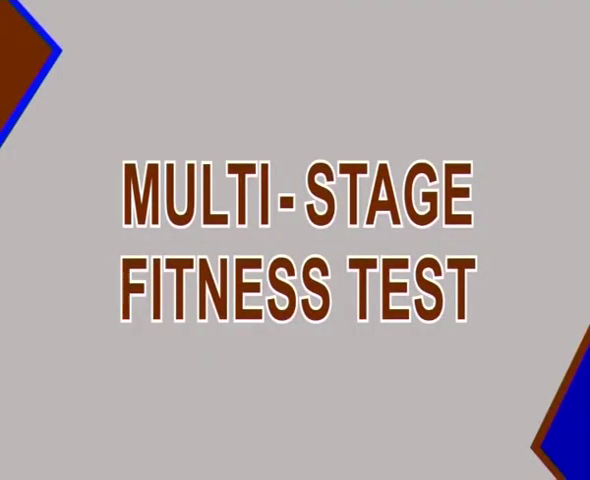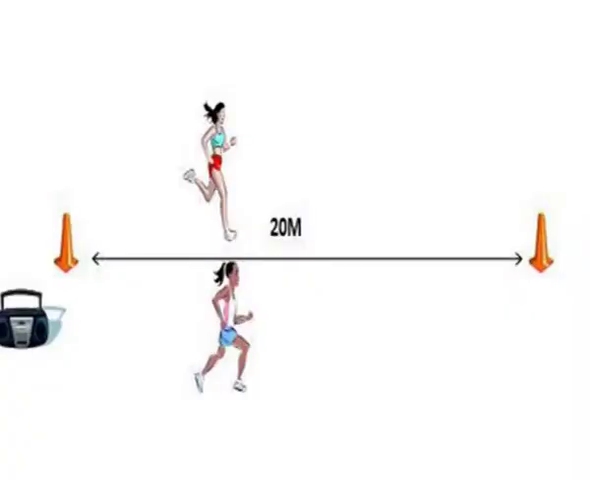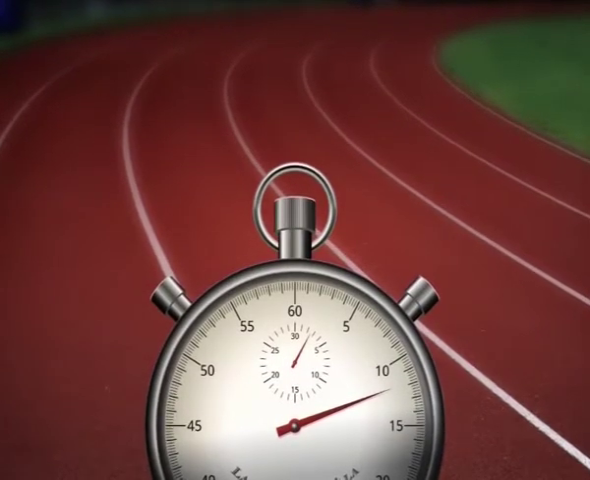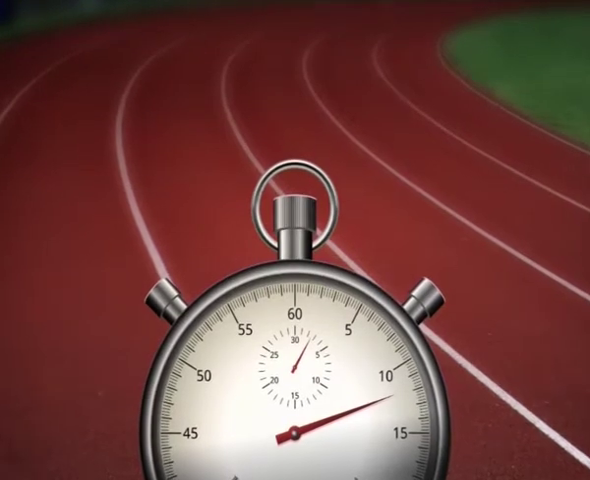Multi-stage fitness test, that is the bleep test. For this test, you need a bleep test tape or CD which has recorded bleeps at predetermined intervals. The participant must run between 20 m markers in time with the tape. The bleeps get faster as the tape progresses and it is divided into stages to help monitor your progress at subsequent tests. The test finishes when you can no longer reach the end marker before the bleep.